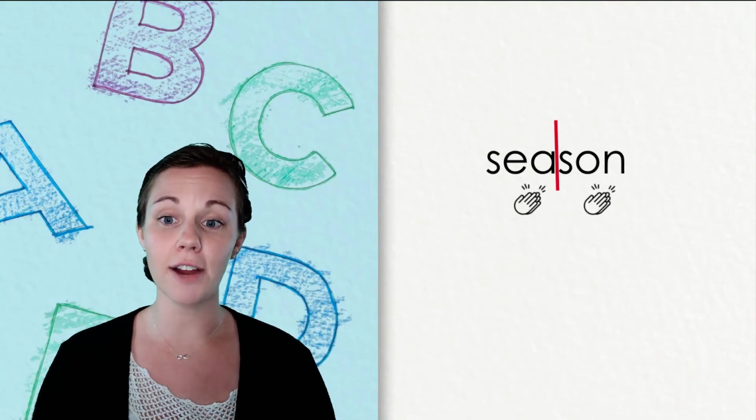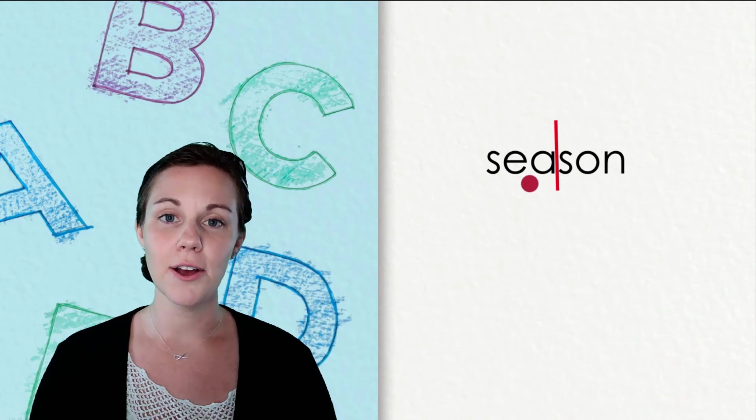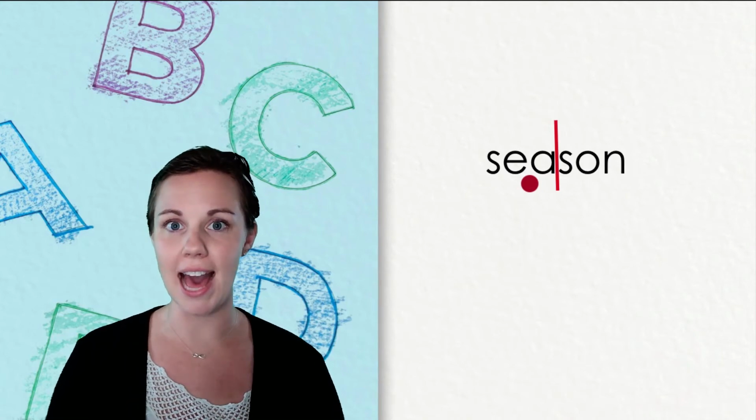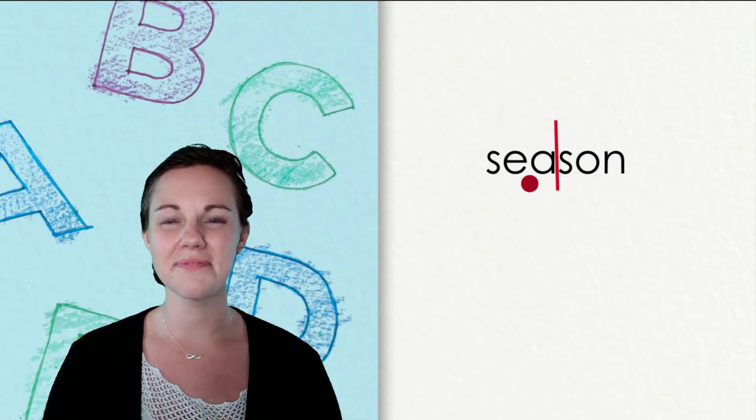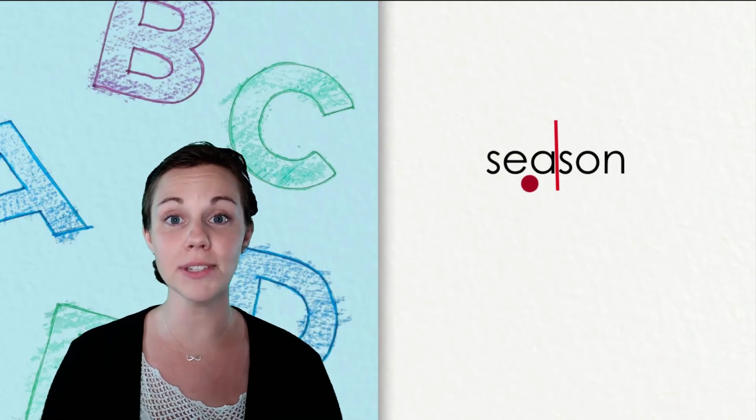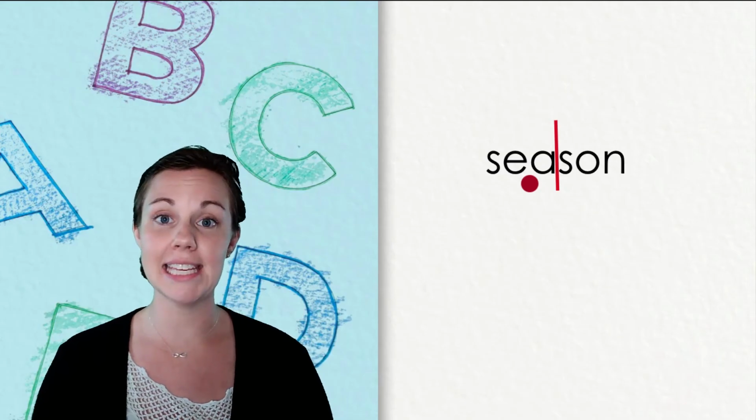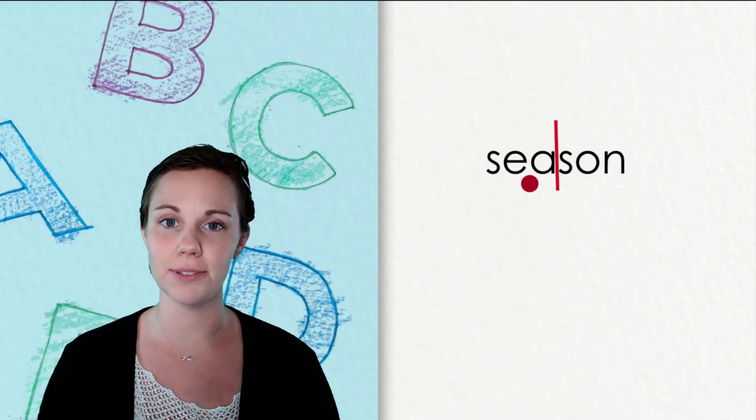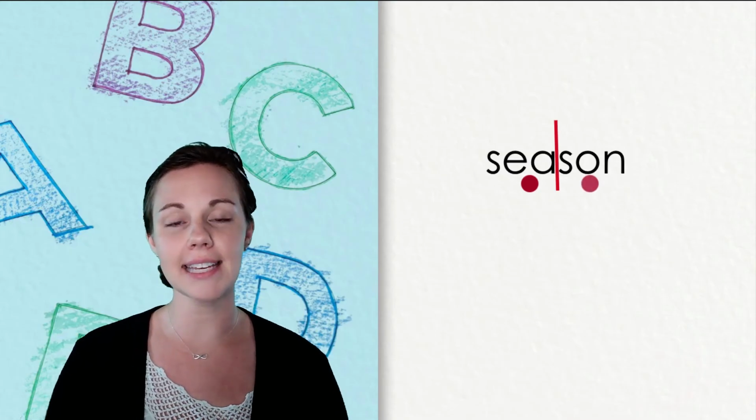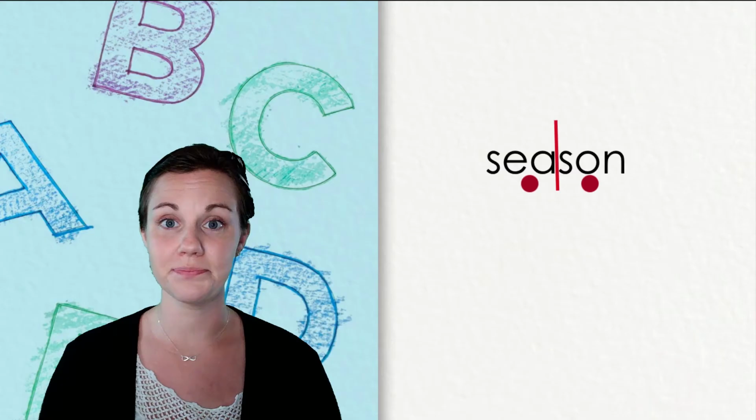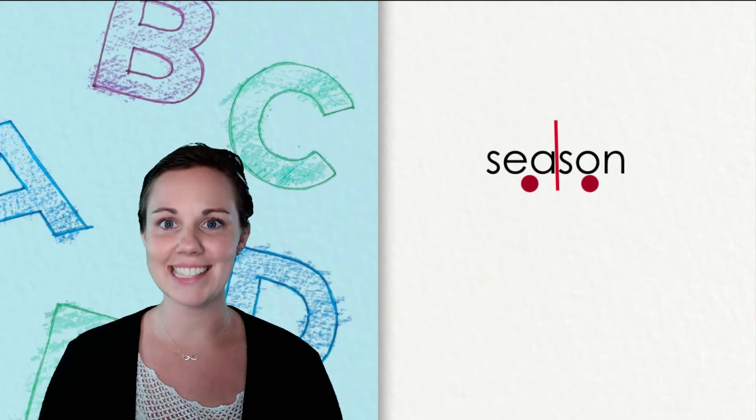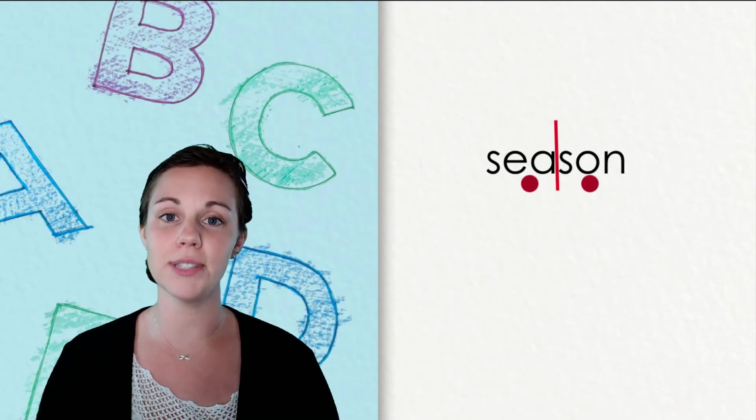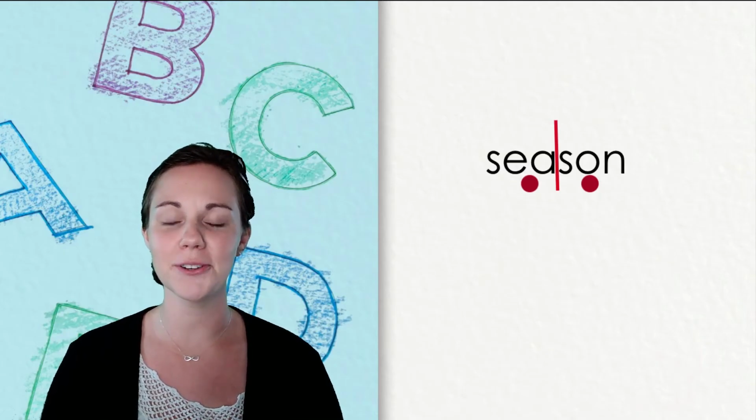So if we look at our first syllable here, we have C. What syllable type is that? You've got it. It's a vowel team. We learned that EA works together to make a long E sound. How about our second syllable, sun? Yes, it's a closed syllable because the N is closing in our vowel. Great work.